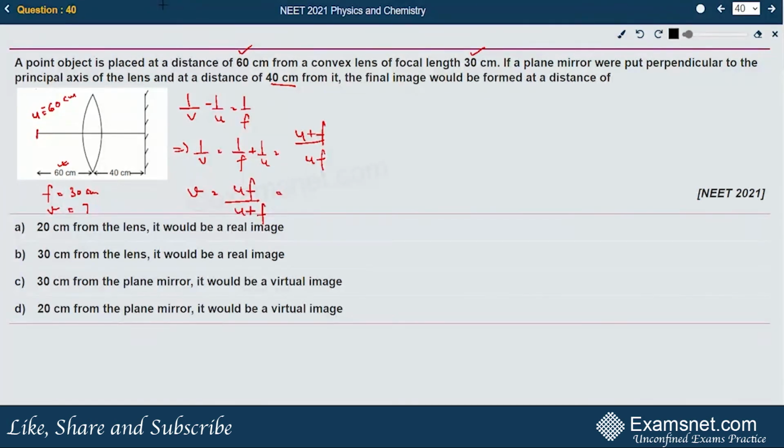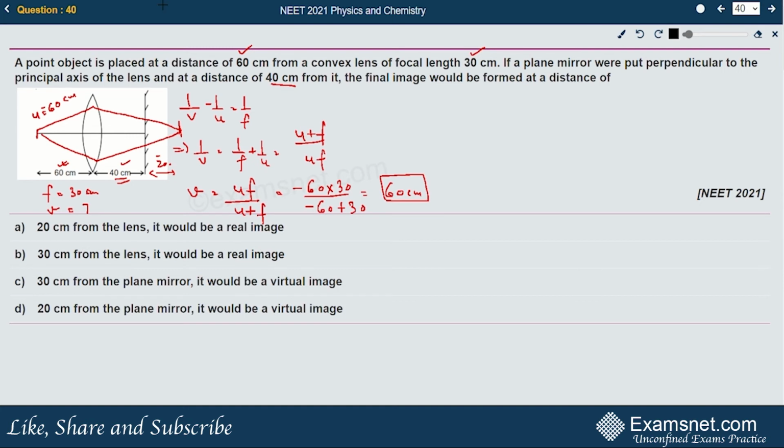So the u is minus 60, f is 30, again minus 60 plus 30. So on solving this, we'll get 60 centimeter. That means the image is formed at a distance of 60 centimeter from the lens, but at 40 centimeter there is a mirror. So how much distance from the mirror this image is formed? 20 centimeter, right? 40 plus 20, 60.